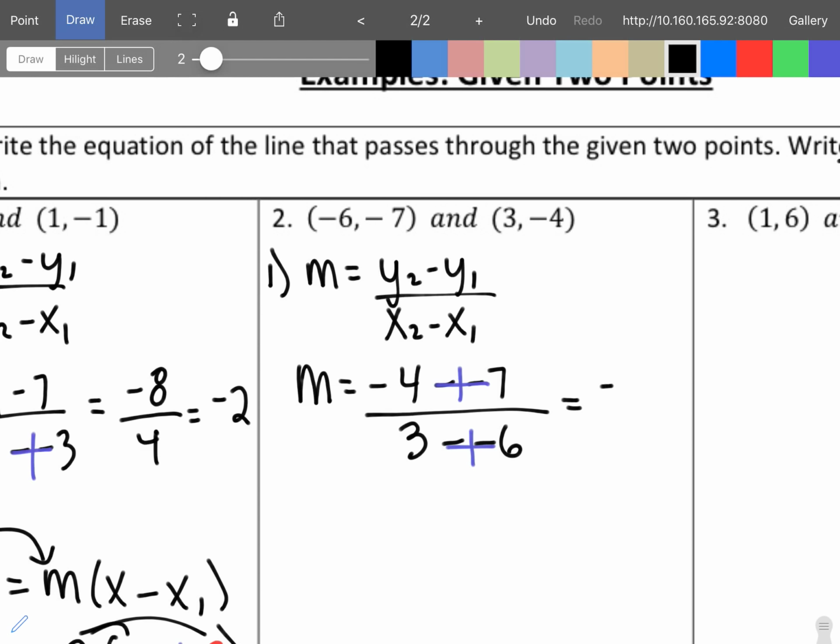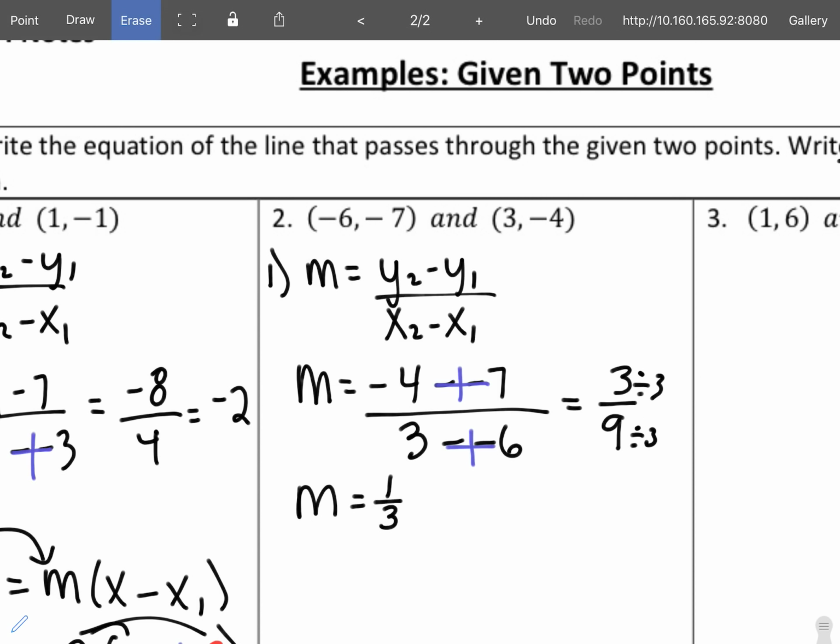-4 plus 7 is, no, it's not, it's +3. And then 3 plus 6 is 9. Now this is not 3, it's 3 over 9. So since the smaller number's on top, we can simplify this to 1/3. So my slope is 1/3. Okay.